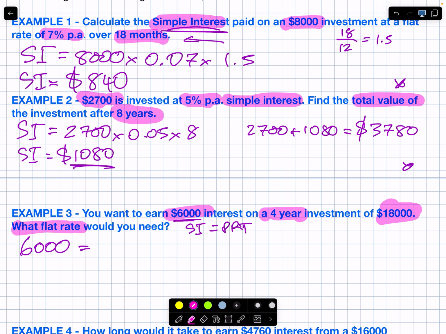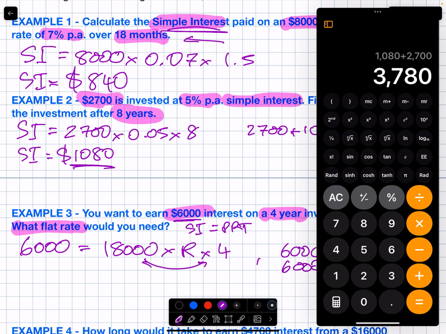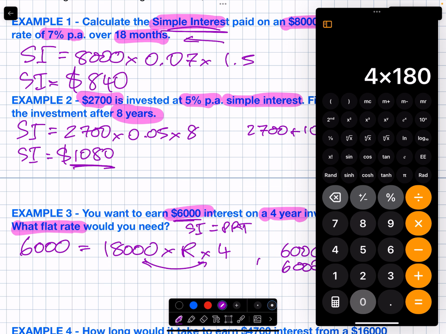And it's simple interest because it says it's a flat rate. So my P is going to be 18,000 times by rate is currently unknown, times by the time. What would the time be here? 4. Does the order of multiplication matter? Because 1 times 2 times 3 is 6. 2 times 1 times 3 is also 6. So I can rearrange this to be 6 grand is equal to 4 times 18,000 times by R because it looks nicer. So it's going to be 6 grand is equal to 4 times by 18,000.